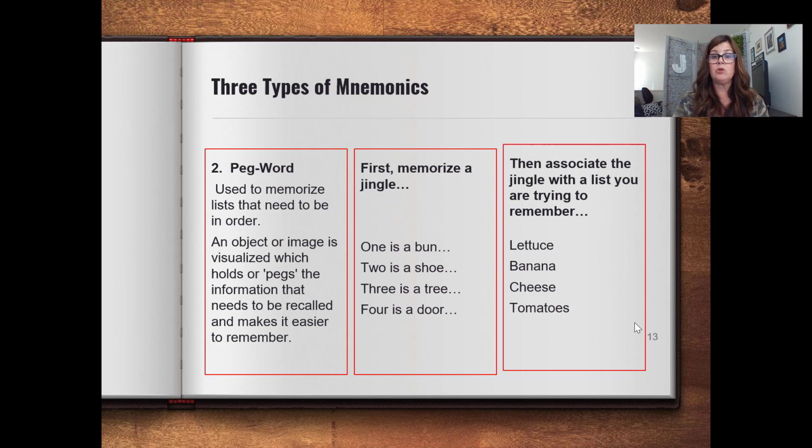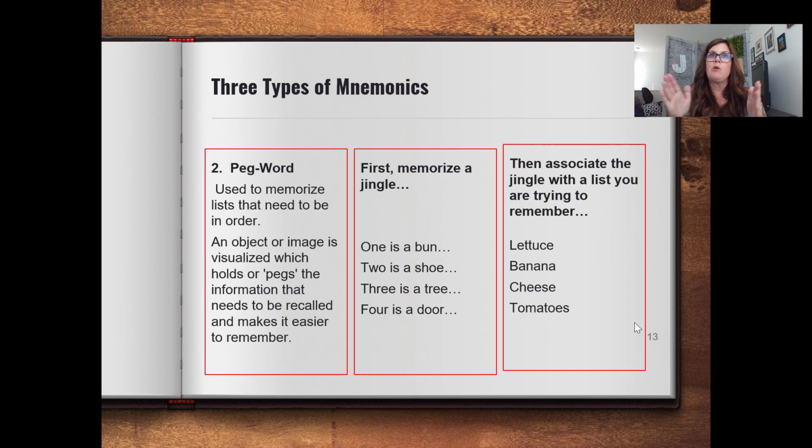Let's say your mom has given you a list of items at the grocery store that she wants you to get. So your list of items: lettuce, banana, cheese, and tomatoes. It's not a long list. You could probably remember that all by yourself, but we're going to use peg words to help you out.